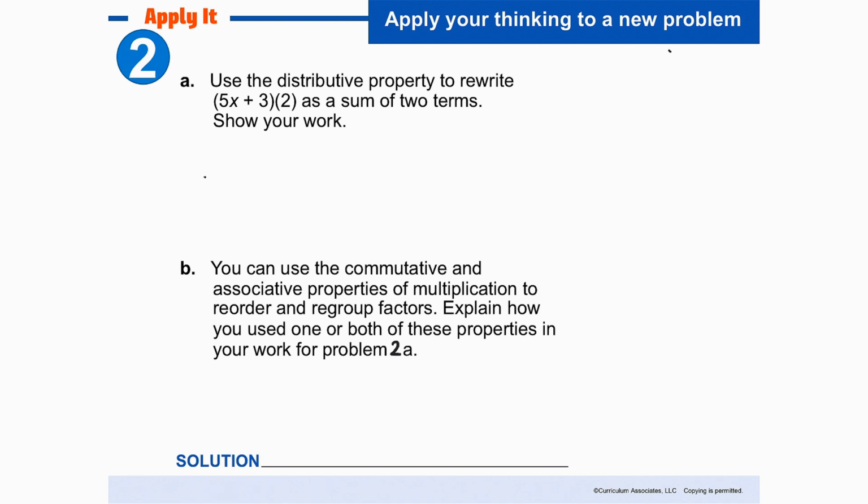All right, number 2, we're going to use the distributive property to rewrite 5x plus 3 times 2 as a sum of 2 terms. We're going to show our work. Okay, so I'm going to start off by writing the problem here.